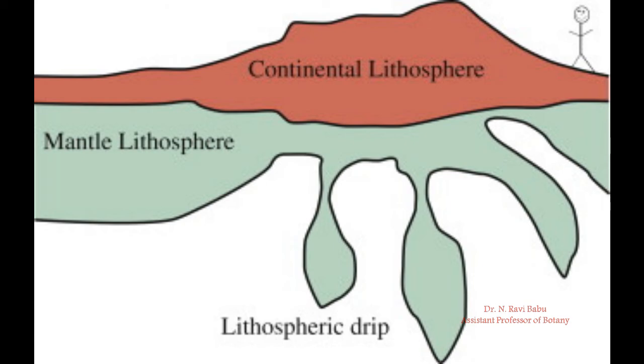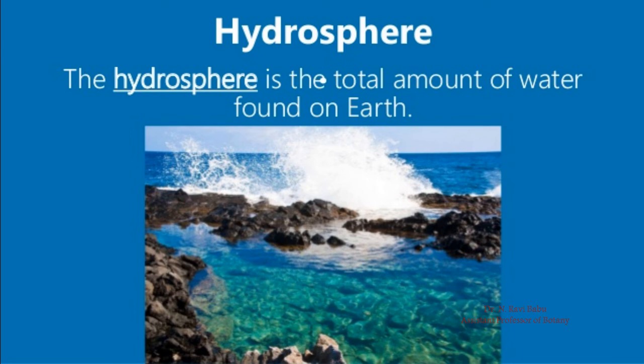I repeat once again, the continental lithosphere includes the uppermost layers of the mantle, which is topped with a thick yet light continental crust. And this is where the atmosphere, the biosphere, as well as the hydrosphere meet the lithosphere. So, friends, now let's move on to the hydrosphere.